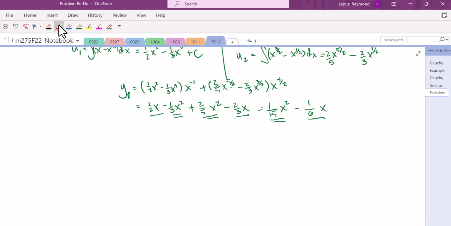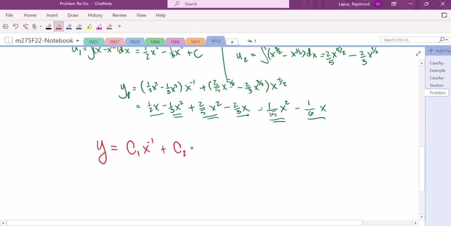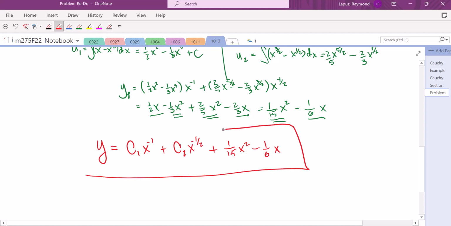Okay, our final answer. Y will equal C1 times the Y1 value that we got, plus C2 times the Y2 function, plus these other two terms that we got as Y sub p. So this is 1 over 15 x squared minus 1/6 x. That is your final answer. Okay, I hope that helps, and good luck.